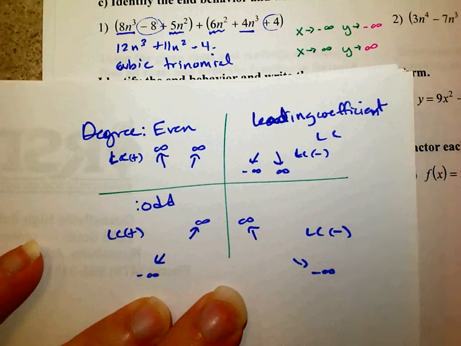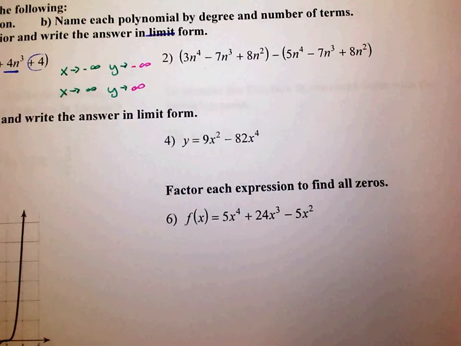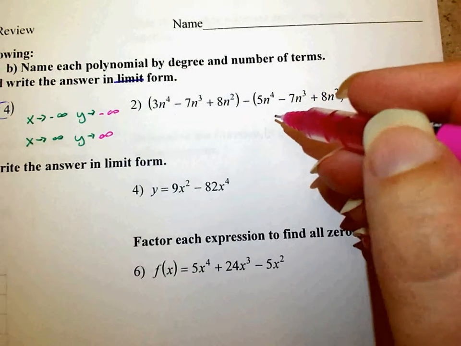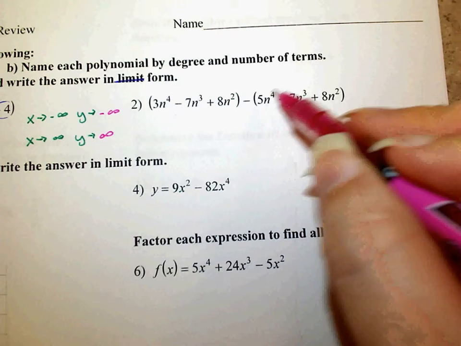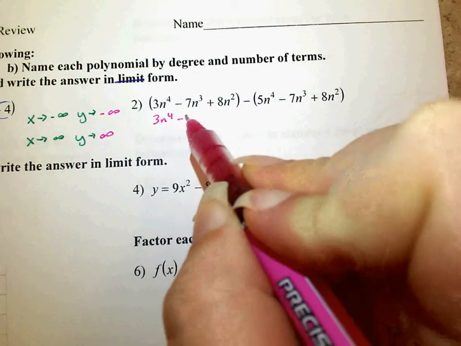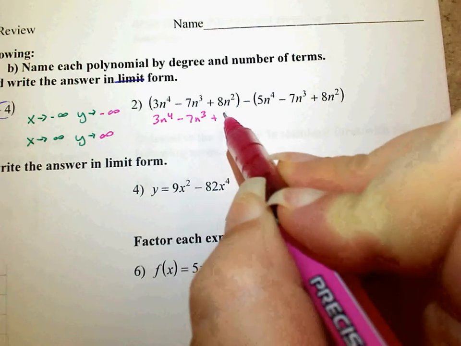Okay? So let's do number 2. On number 2, we've got this minus sign in between them, which is a little bit more work. What you have to remember to do is minus everything. The easiest thing to do is to go ahead and rewrite your expression. But in the second part, let's go ahead and distribute that minus sign.